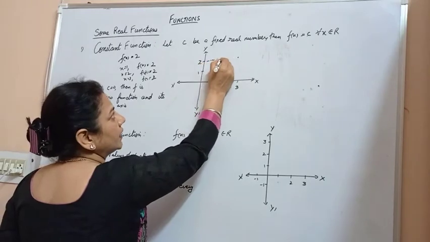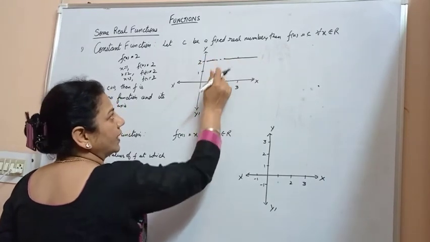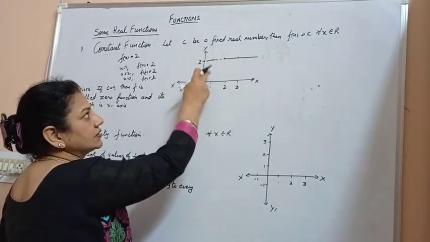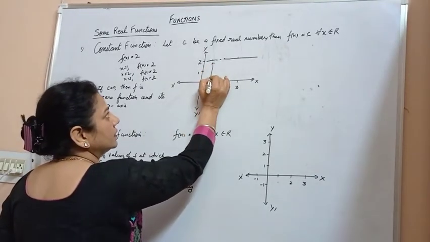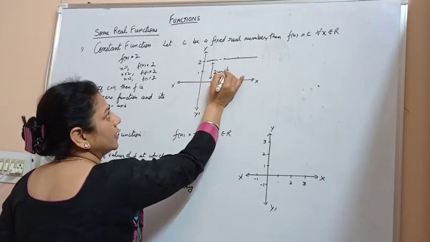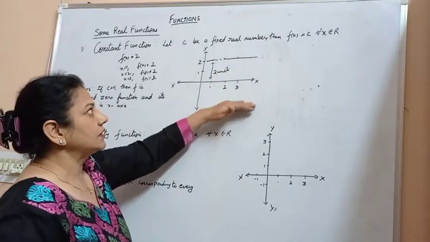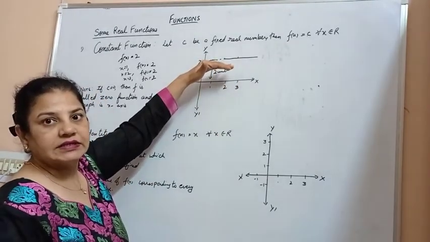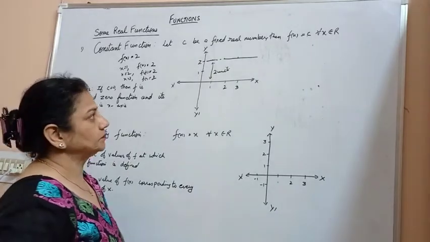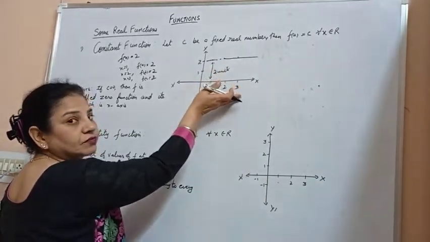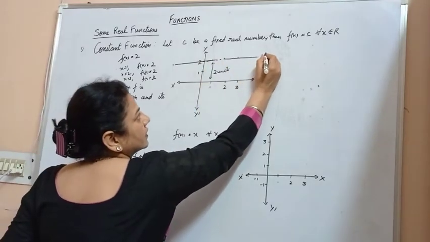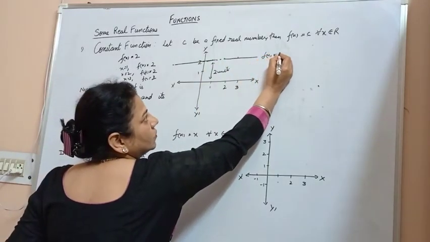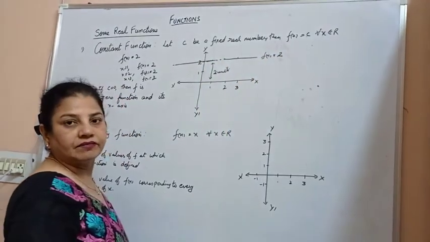So every time we give a value to x, the value of f(x) is at a distance of 2 units from the x-axis. So this is the line. We say that f(x) is equal to 2. This is the line f(x) is equal to 2.